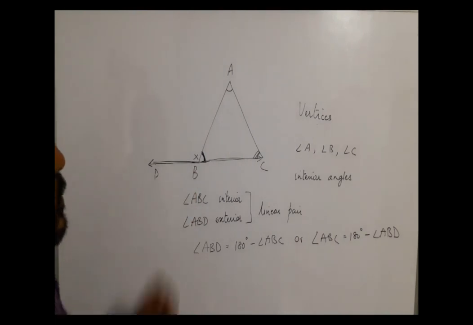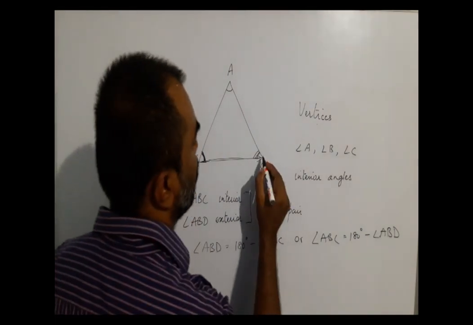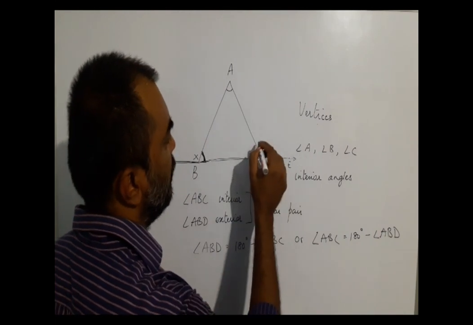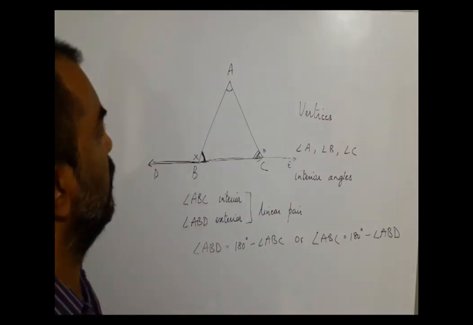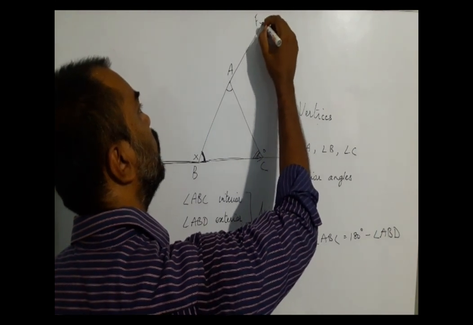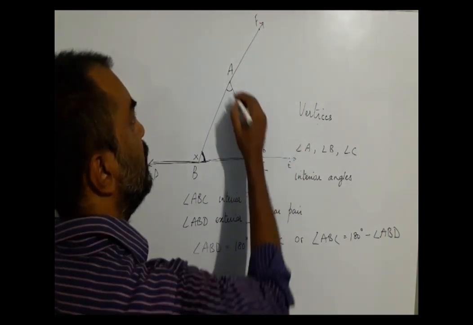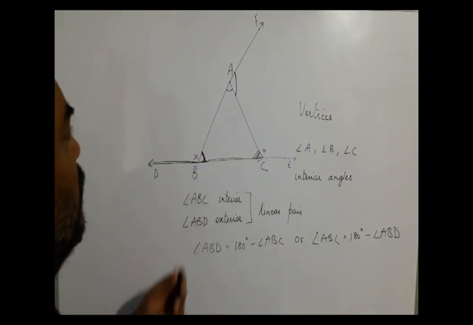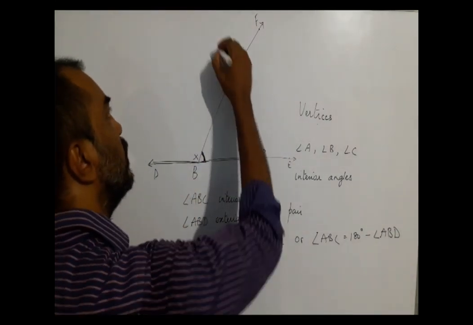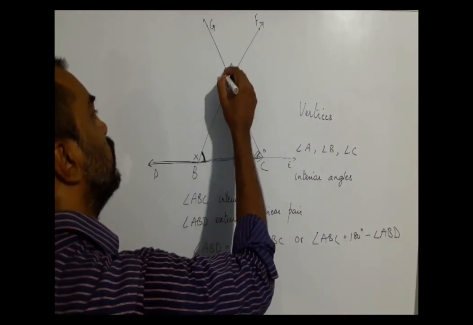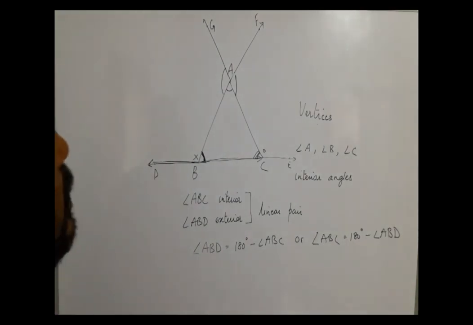Okay, so I have got an exterior angle here. If I extend this further and call this point E, then ACE is also an exterior angle. If I extend this line further and call it point F, then CAF is also external. Can you see this? If I extend this line further and call it G, then BAG is also external.